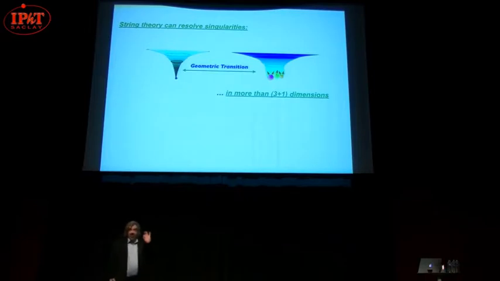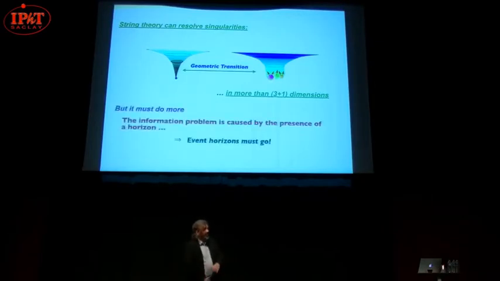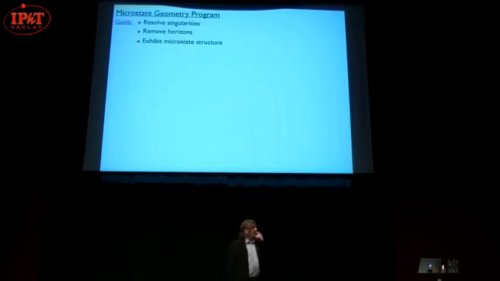So, first takeaway message. String theory can remove singularities, resolve them into these very, very nice, smooth geometries in more than 3+1 dimensions. You've got to go beyond 3 spatial dimensions. But you've got to do more. The information problem is caused by the presence of a horizon, so you've got to get rid of that too. So, the goal of this whole microstate geometry program we've been doing is to do 3 basic things: remove the singularities, remove the horizons, and then use that and look inside there for the microstate structure.